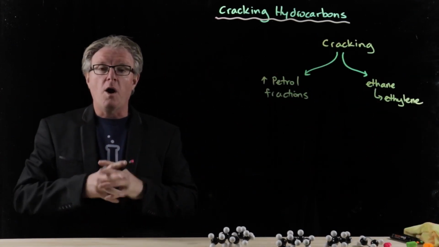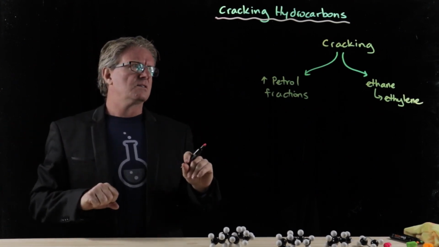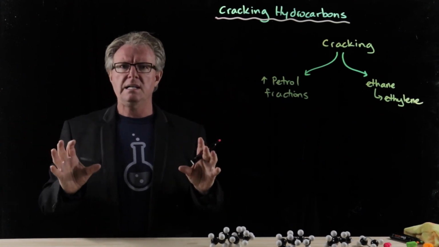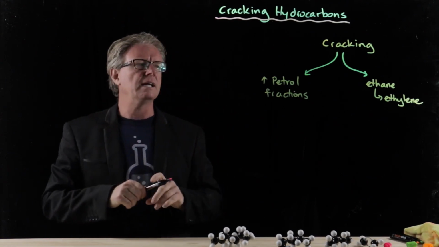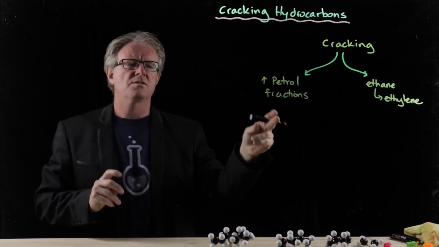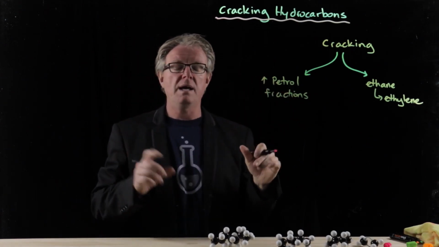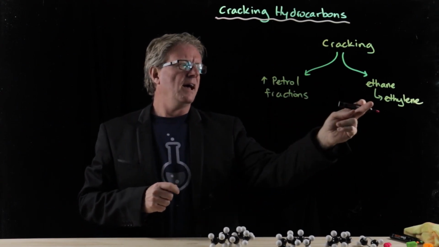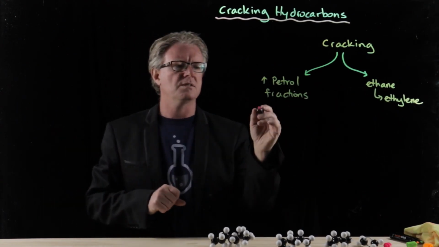So we just had a quick overview there. Now let's delve in a little bit more detail, and I like to create some flow charts because they're easy to understand, help diverge your thinking and make things very clear. So we said that cracking can be for two main reasons. The first reason is to increase petrol fractions because the amount we have doesn't satisfy demand. And then of course we want to make some ethylene as a feedstock for other chemical processes.